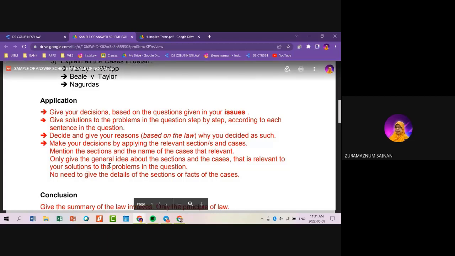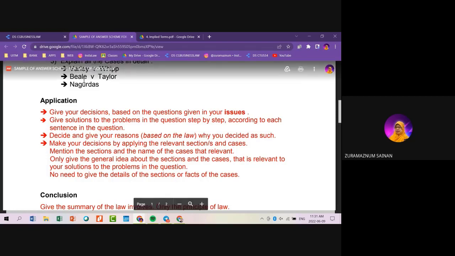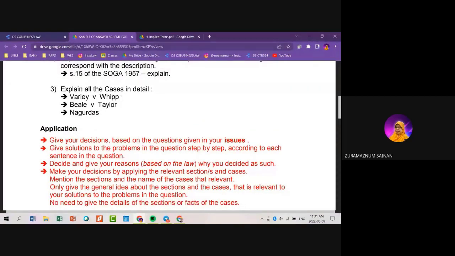And then only give the general idea about the sections and the cases. What is the law, the principle of law which have been given in the cases yang you cited tu, yang you sebut. Contoh case, you kata case Bali versus Whip. In this case, it was held that kalau the goods supplied not the same with the description, in that case, buyer entitled to avoid the contract. So that is the principle.